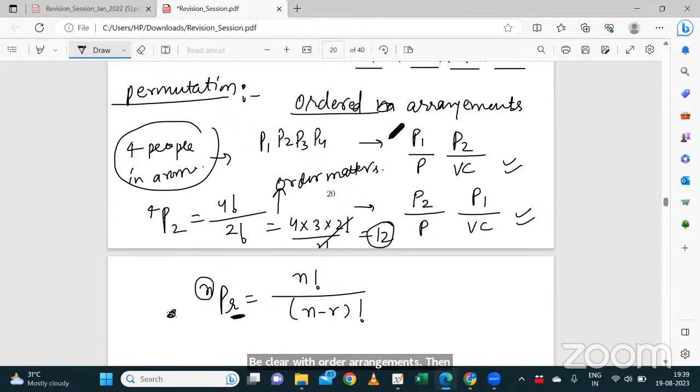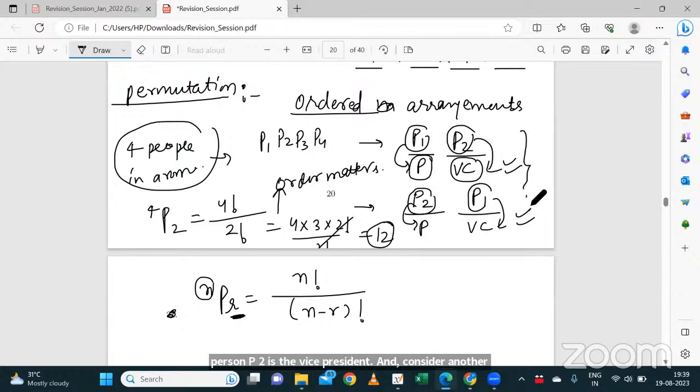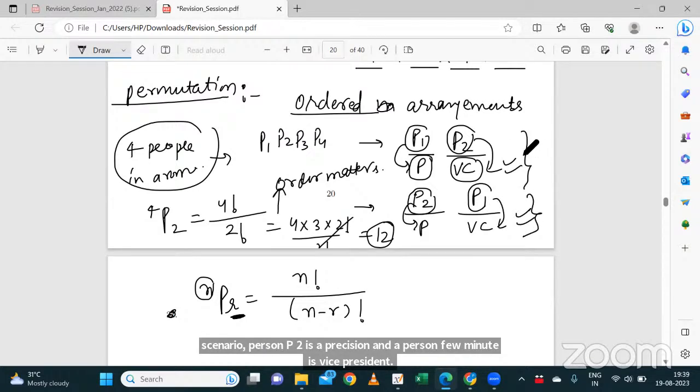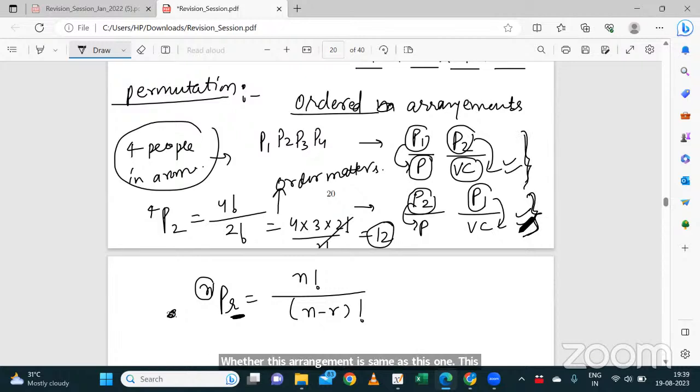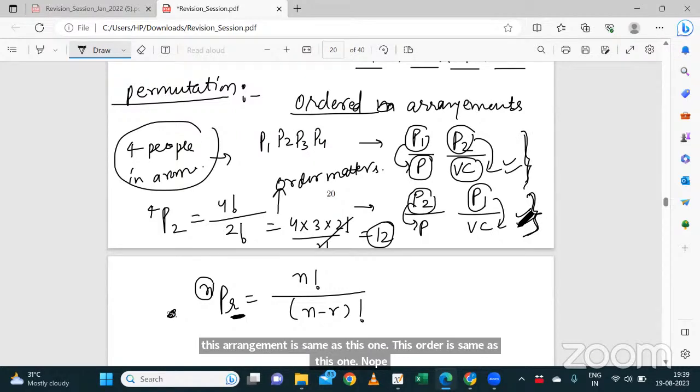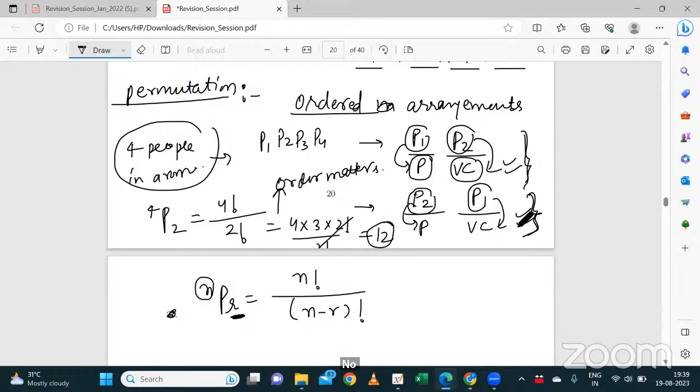Let's say I want to choose 2 people, and after that I want to arrange these 2 people at the positions of president and vice president. Suppose person P1 is the president and person P2 is the vice president in one scenario, and in another scenario person P2 is the president and person P1 is the vice president. Is this arrangement the same as that one? No, these two are different, right? So in such a scenario, we can use the permutation.